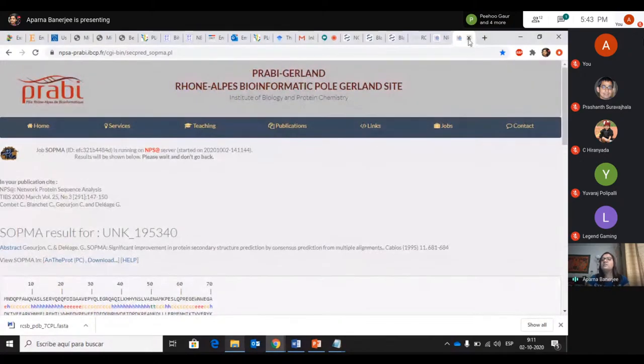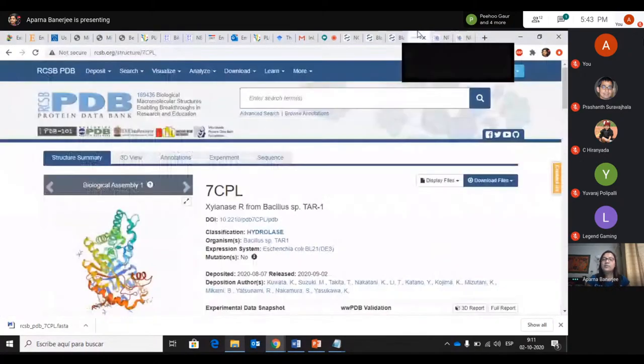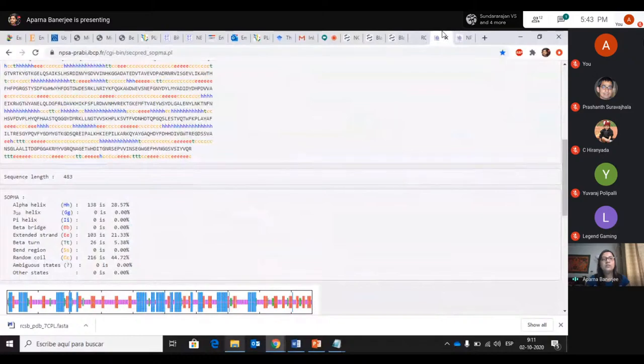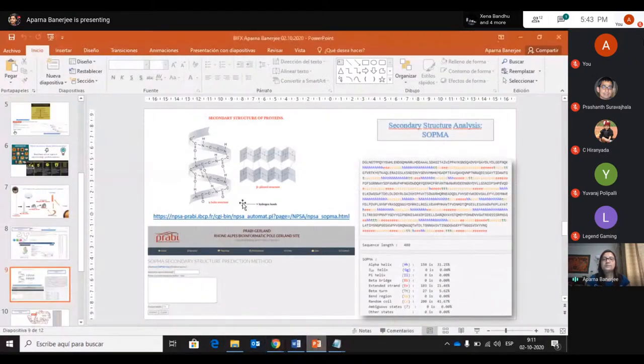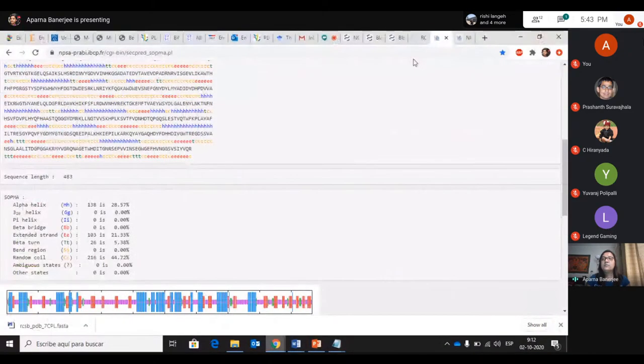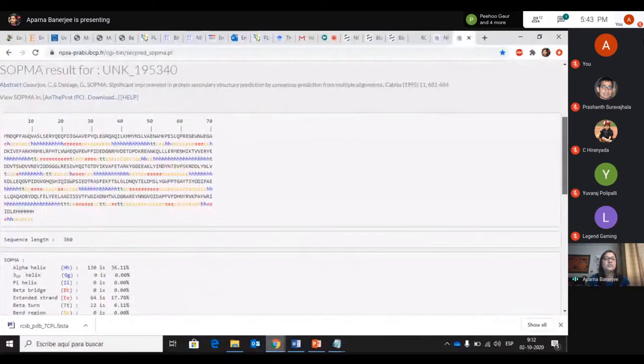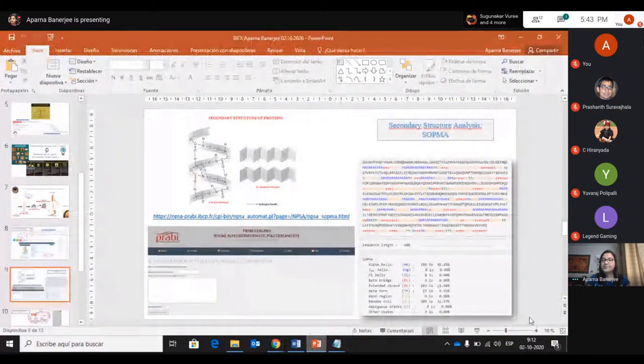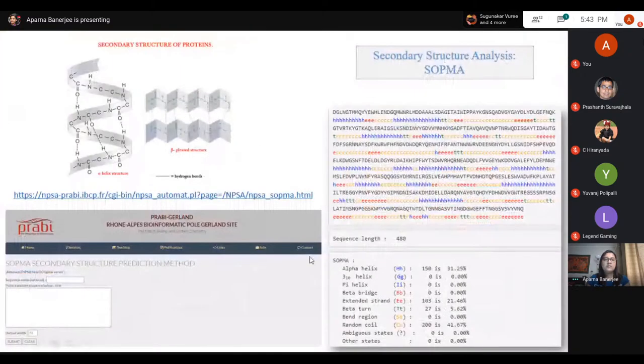And we can just do it with different enzymes from our CSB. We can just search here for the enzyme that we like, any enzyme from bacteria, any name of the bacteria, and then search for their enzyme. And then just go to this tool, SOPMA. The link is also written in the presentation here. And then we can get their secondary structure analysis results. So this is how it looks.